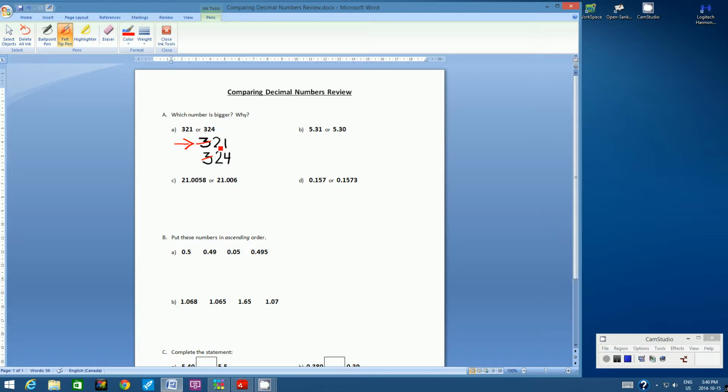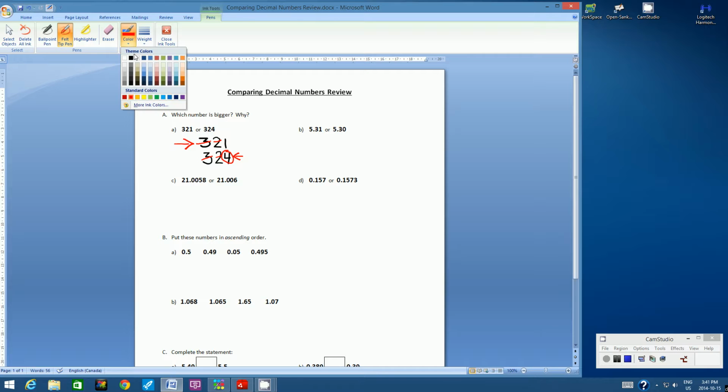The next place value column is the tens. In the first number, we have a 2 in the tens column, and in the second number, we have a 2 in the tens column. So they are the same, so we can't really tell which number is bigger. So let's go to the ones column. The first number has a 1 in the ones column. The second number has a 4 in the ones column. So here we see that this number is larger. So if the hundreds column numbers are the same, and the tens column numbers are the same, then we have to look at the ones column. This number is bigger. Okay?